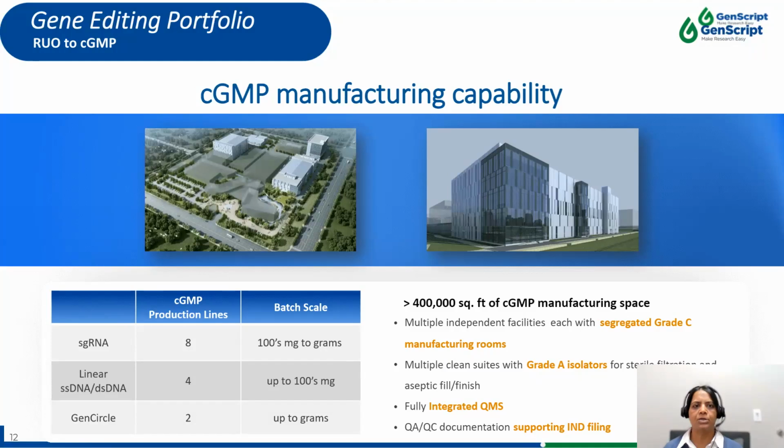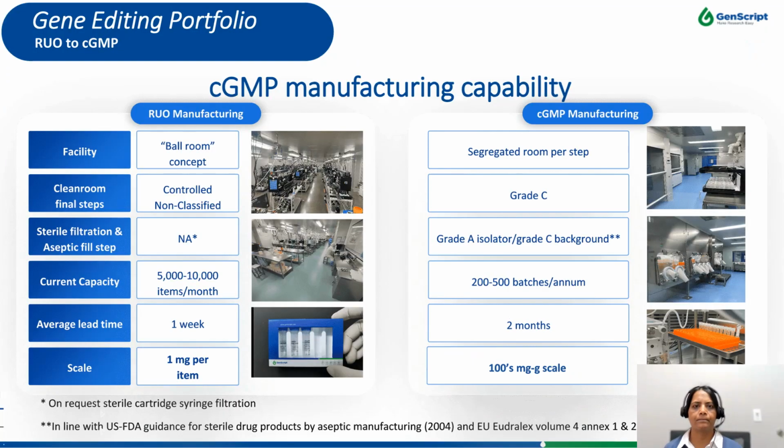And in this plant, we have 8 single guide RNA manufacturing lines capable of supporting milligram to gram level GMP manufacturing. We also have 4 manufacturing lines for linear single-stranded and double-stranded DNA, accommodating up to 100 milligrams of GMP scale. And additionally, we have 2 manufacturing lines for gene circle with capability to gram level GMP manufacturing. And our facility is designed to make our product highly suitable for both research grade as well as GMP manufacturing.